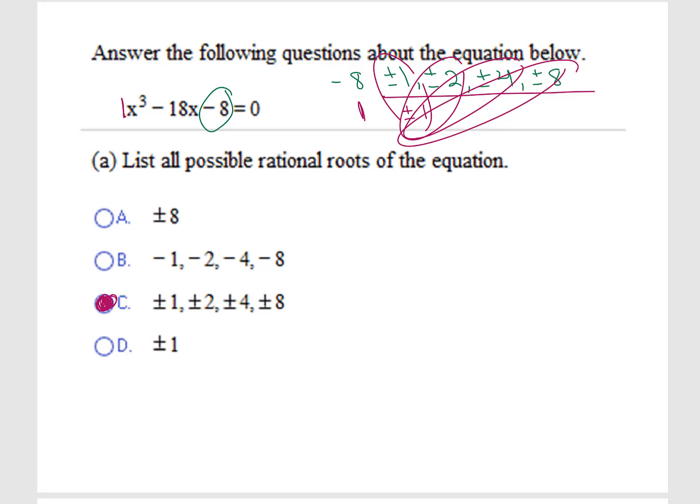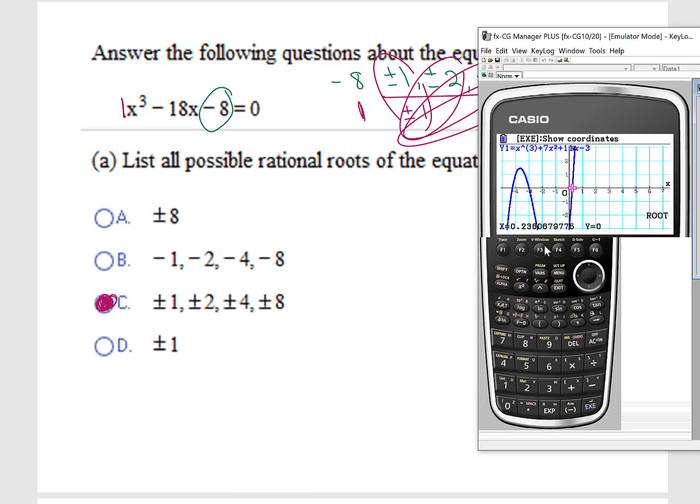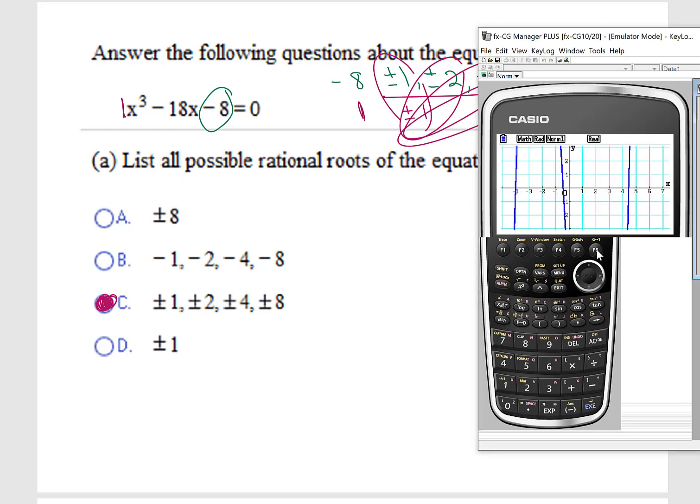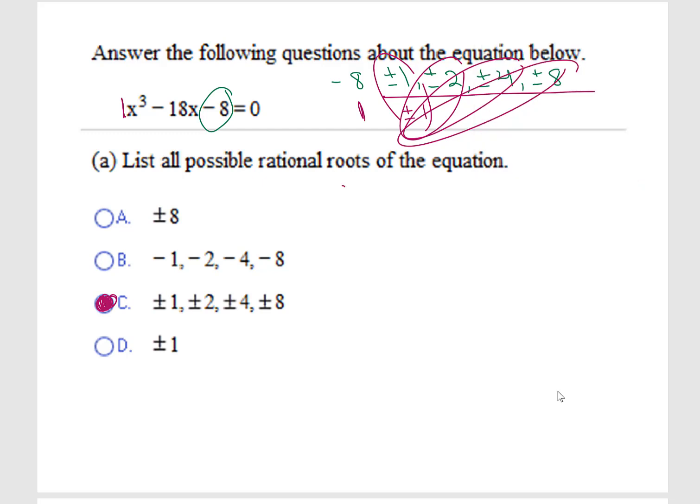Now let's go further and find the actual roots of it. I'm going to graph it. Okay, got it in there. Let's go ahead and draw it out. Okay, G-solve root. I have -4 as one of my roots.